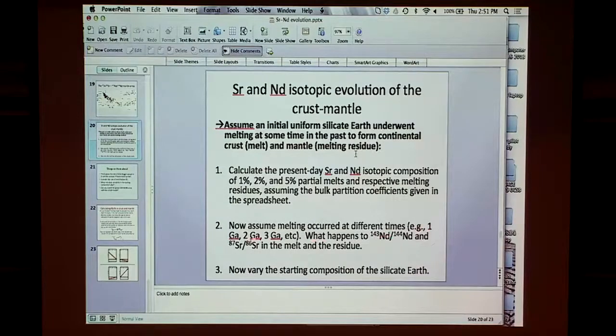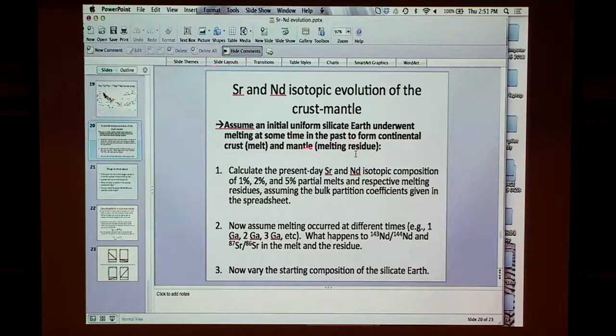Pick 1 billion, 2 billion, 3, back to 4.5 billion years ago, you can decide to have the mantle undergo a melting event. And then you can also decide to what degree that mantle reservoir melts. Did you extract 1% mantle or 5% mantle or more?